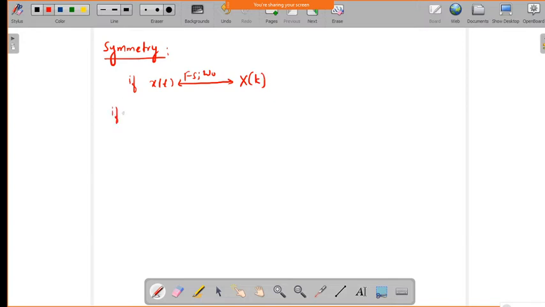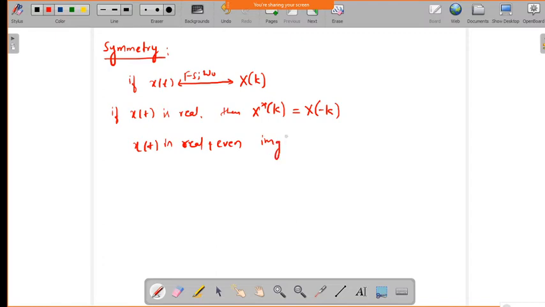Now if x of t is real valued, then x of k is the complex conjugate of x of minus k. And if x of t is real and even, then the imaginary part of x of k will be equal to 0.